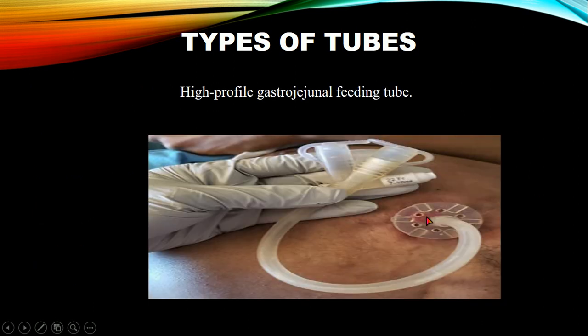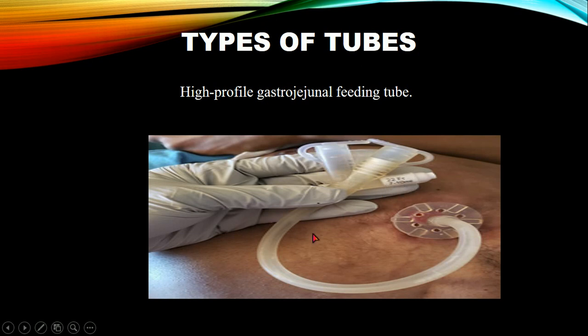See, this is a high profile gastrojejunal feeding tube. This is the external ring, and this is the long tube attached to it, which has 3 different ports. One is for the stomach, one is for the jejunum, and one is for the balloon. Here it is written 22 French. So we have the size written here, and keeping in mind the age of the child, we require which type it is.